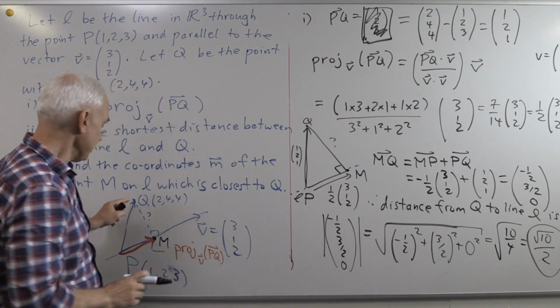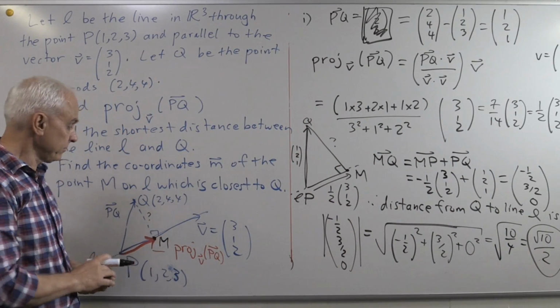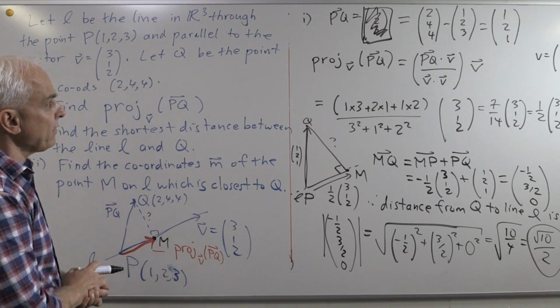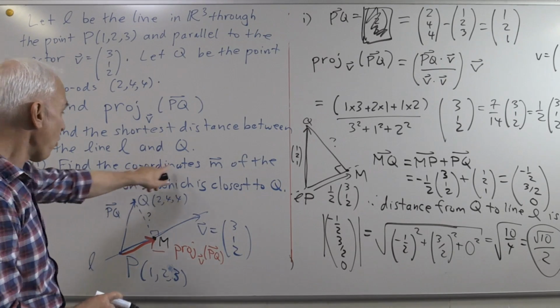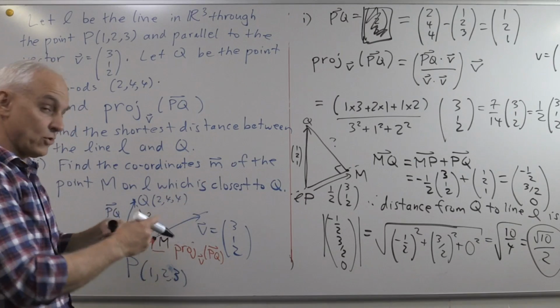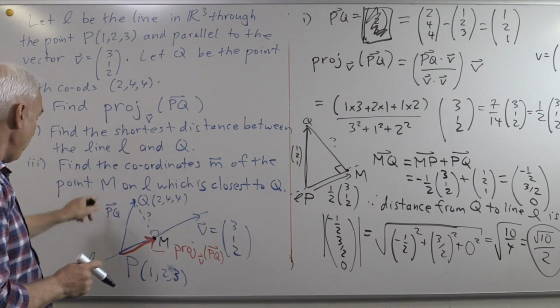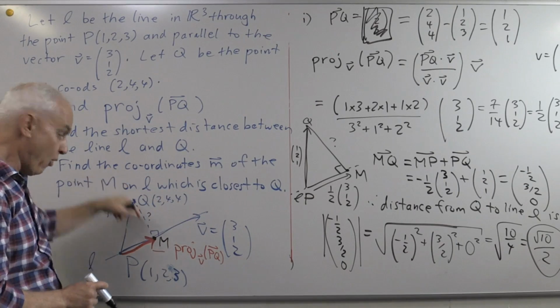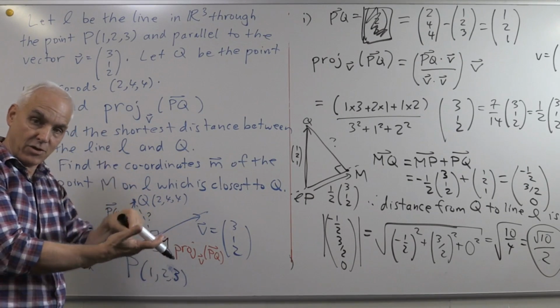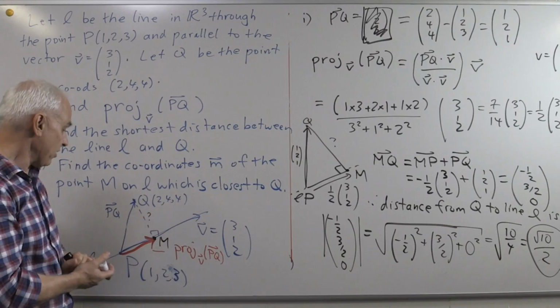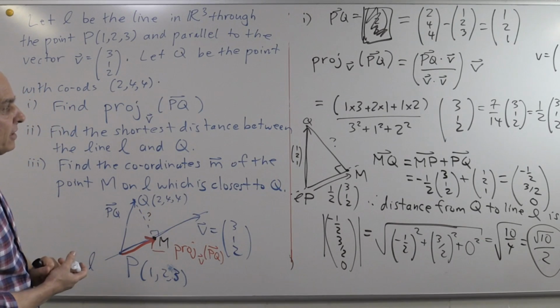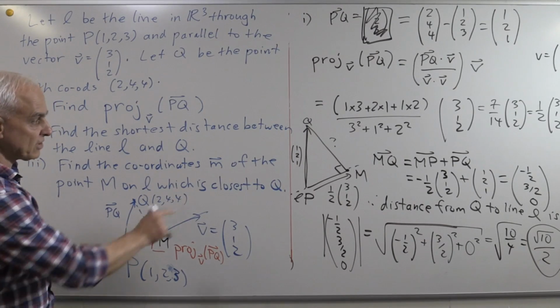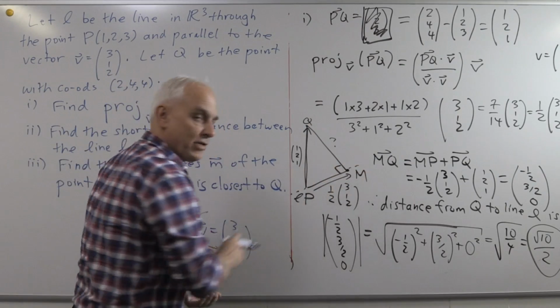So we found the distance from Q to our line. And the last thing we were asked is to actually find the coordinates M, in other words the coordinate vector M, of this point M here on L, which is closest to Q. That's the point that we get by projecting Q onto our line. Well, we've got everything that we need because we've just calculated this vector MQ.